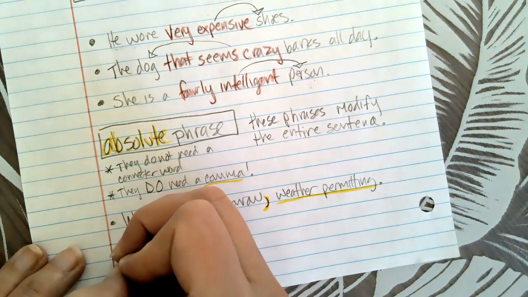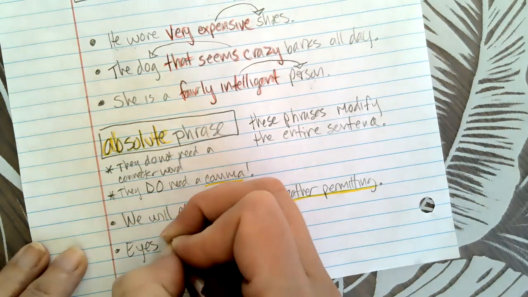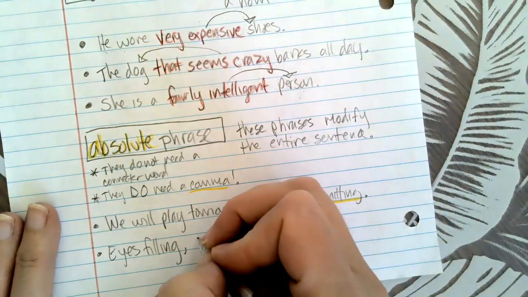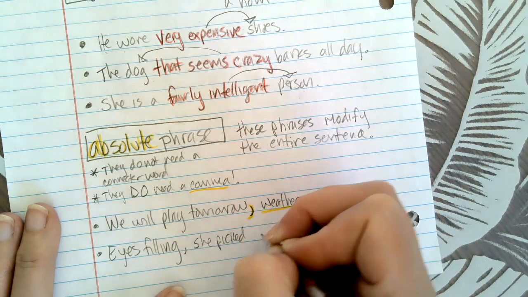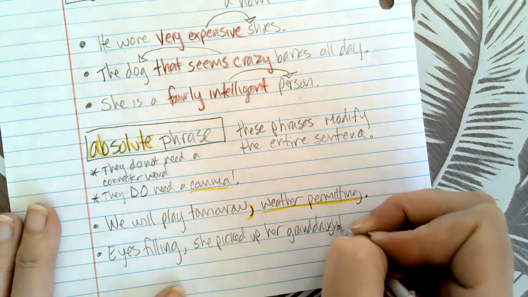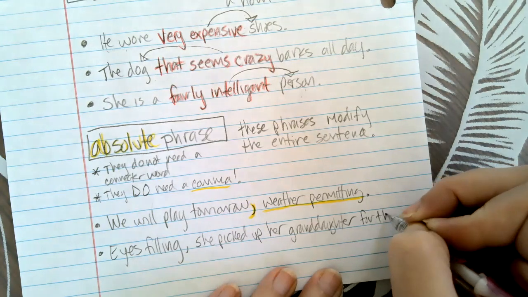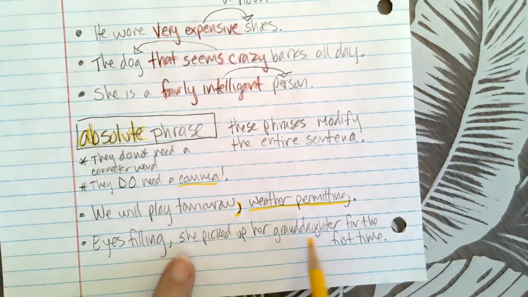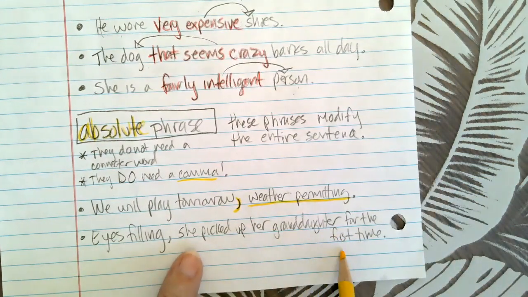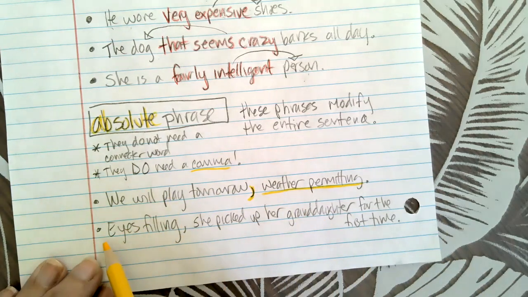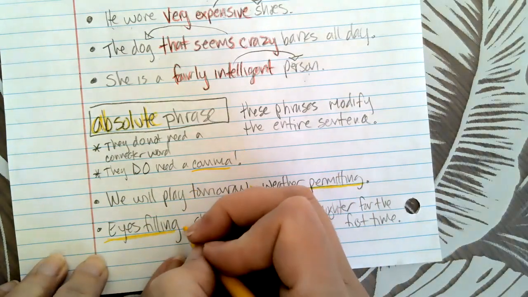Okay, here's another one. Eyes filling, comma, she picked up her granddaughter for the first time. Okay. She picked up her granddaughter for the first time. That's our sentence, our independent clause. Eyes filling modifies this whole sentence. It tells us what's happening as she picked up her granddaughter for the first time. So that's an absolute phrase.